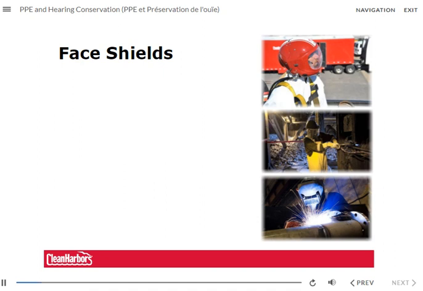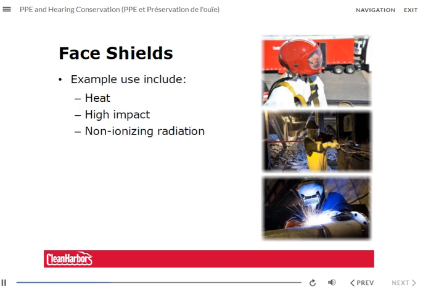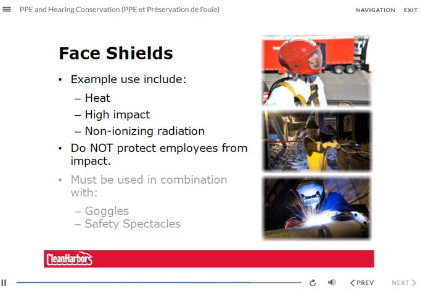There is specialty equipment for face and eye protection that can protect the employee from a variety of hazards, including heat, high impact, and non-ionizing radiation. Plastic face shields are designed to provide additional splash protection, but often do not meet impact resistance requirements. As a result, safety glasses must be worn under the face shield to provide that primary eye protection.